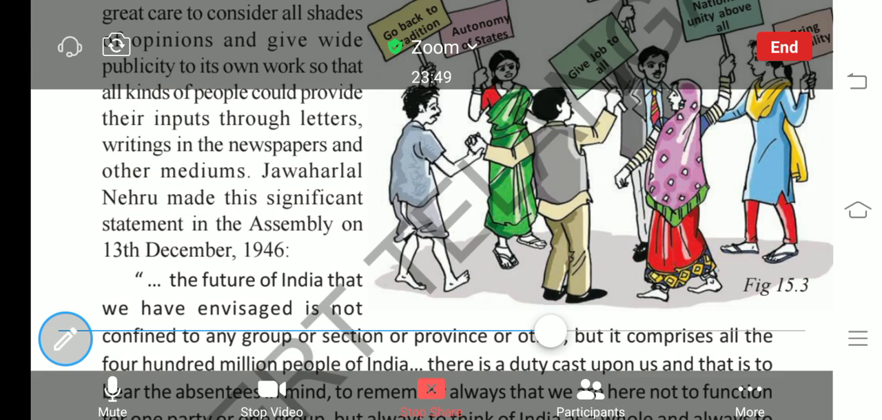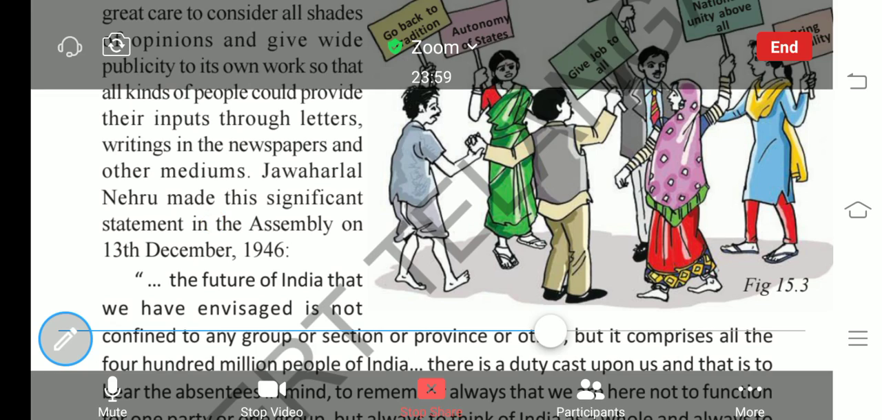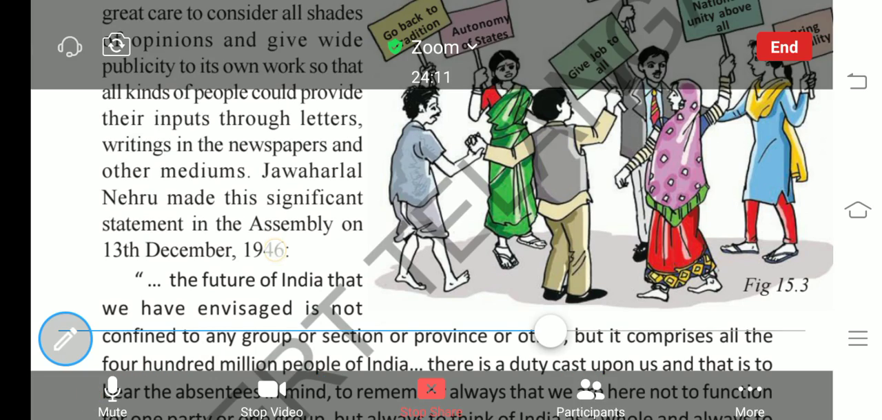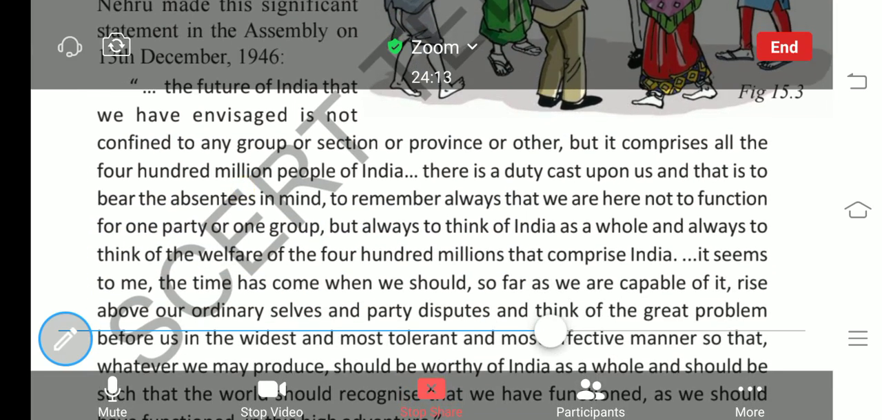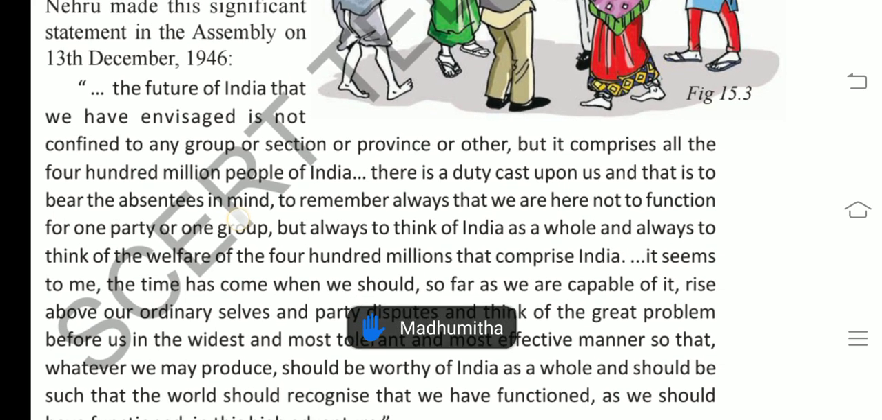So Jawaharlal Nehru gave a significant message in the Constituent Assembly on 13th December 1946. On 13th December 1946, Jawaharlal Nehru addressed the Constituent Assembly. So let us see what the address of Nehru in the Constituent Assembly was, in his words only.